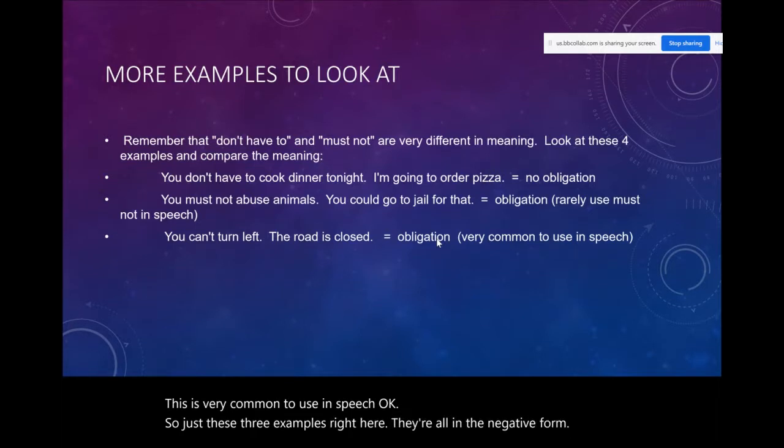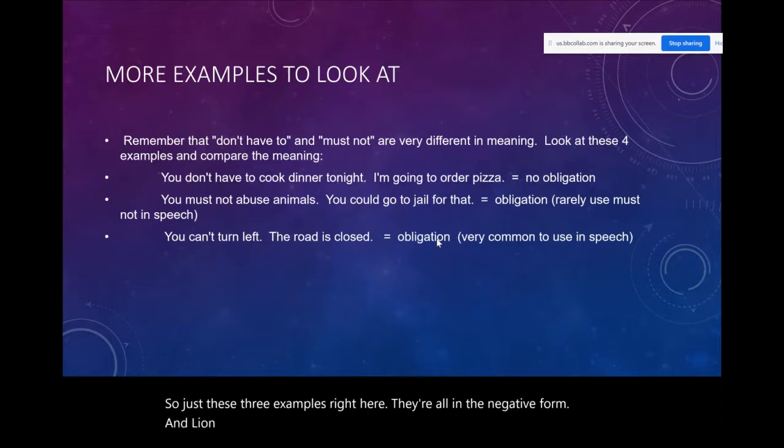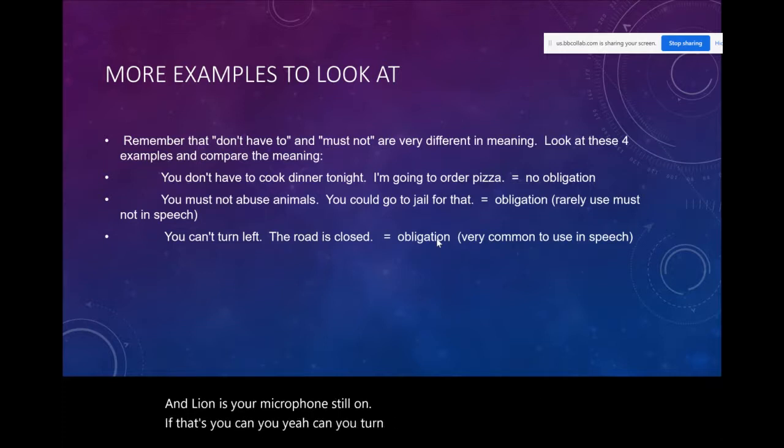Okay? And Lauren, is your microphone still on? Yes. Can you turn it off? Unless you want to say something. Yeah, that way it would be quiet.